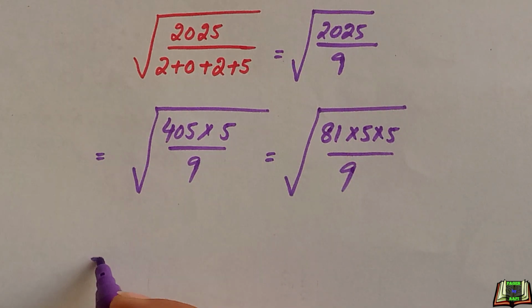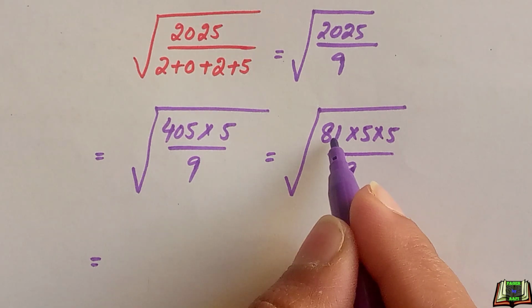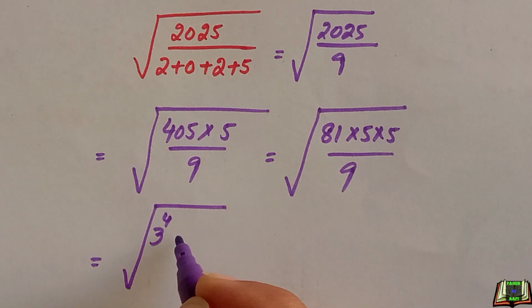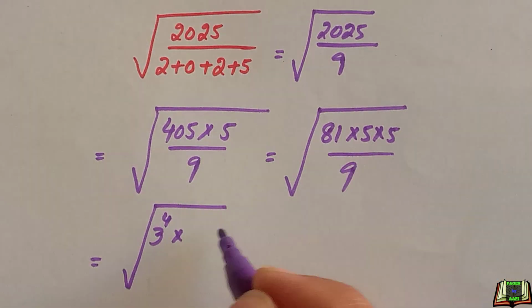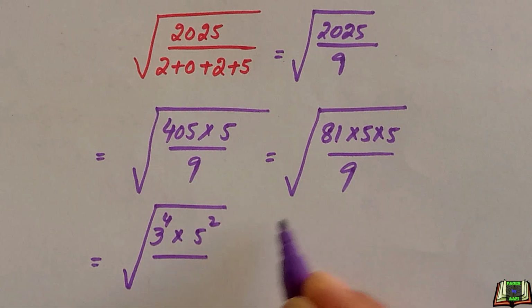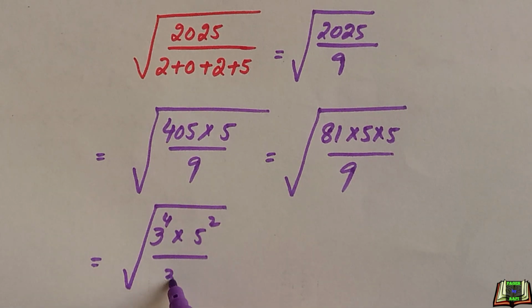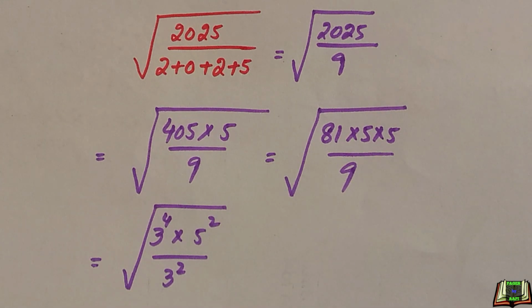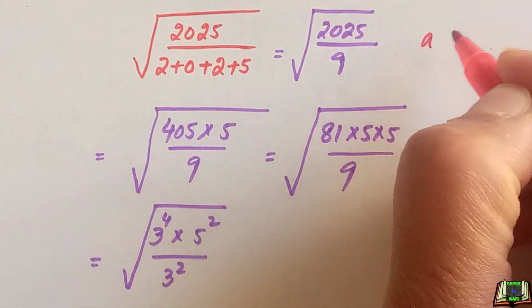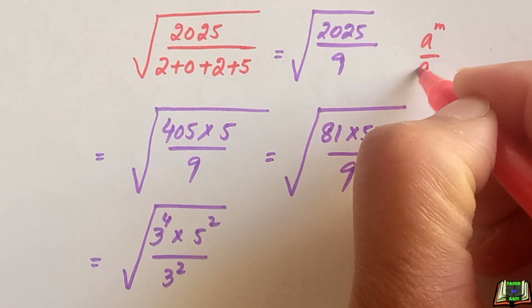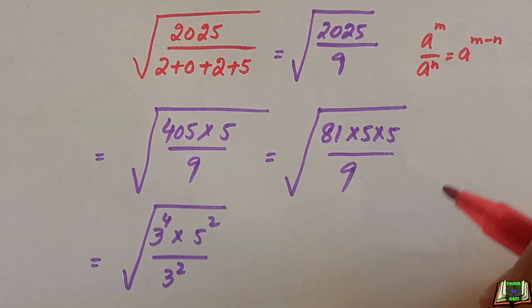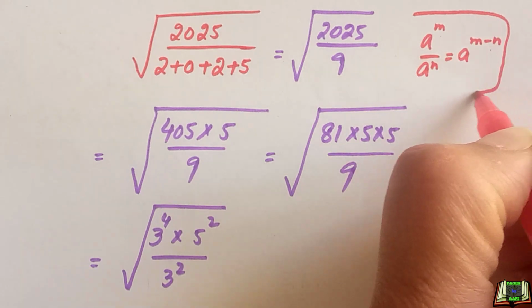Now we can see that this 81 is the same as 3 to the power 4, times 5 to the power 2, divided by 9, which is 3 to the power 2. When the same numbers are divided with different powers, we use the quotient rule of powers. That says, if a raised to power m is divided by a raised to power n, then this is equal to a raised to power m minus n. Means powers will be subtracted.